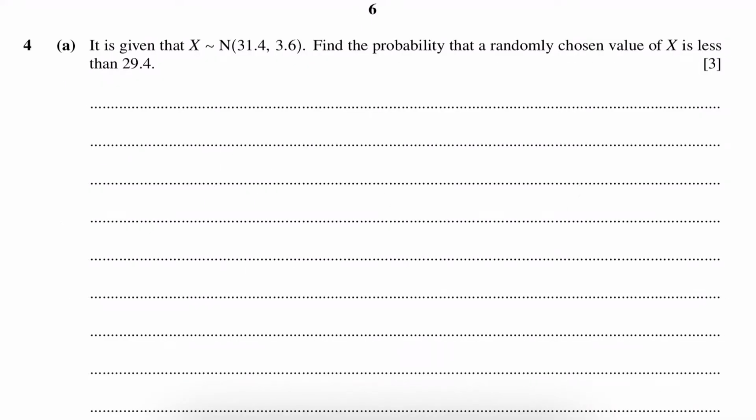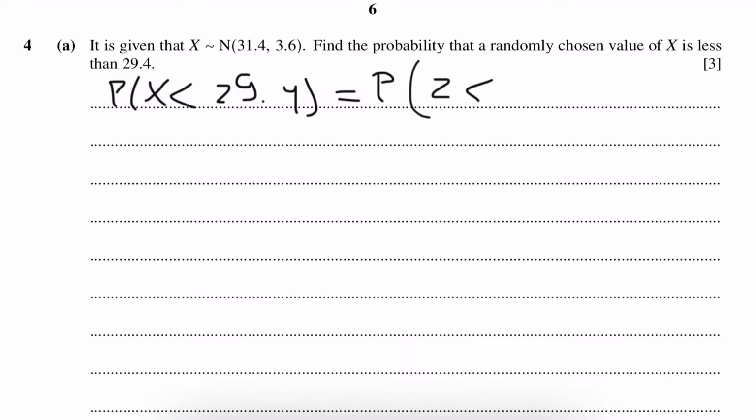It is given that x is normally distributed. Find the probability that a randomly chosen value of x is less than 29.4. So we want P(X < 29.4). This is the same as P(Z < (29.4 minus 31.4, which is the mean) divided by the square root of 3.6, because that is the variance here.